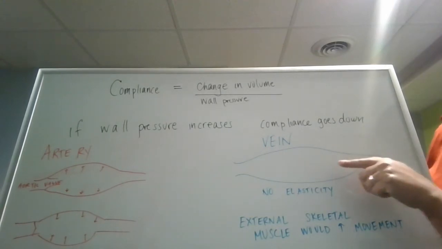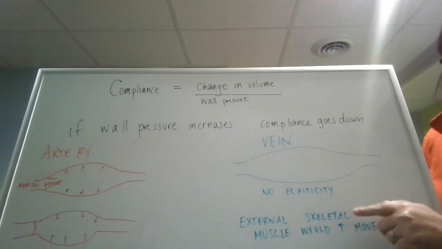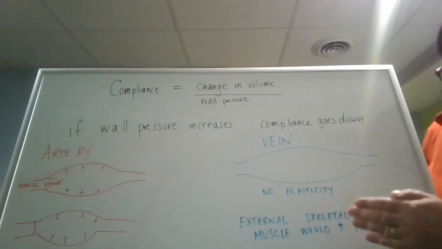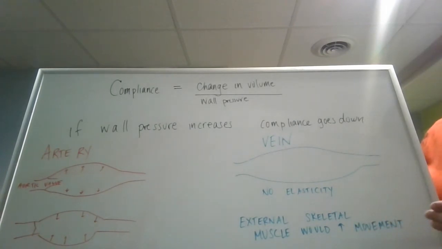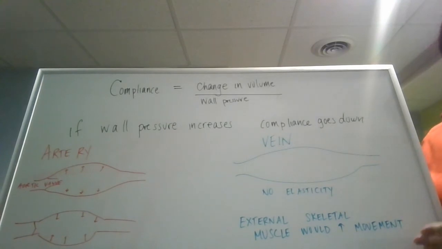So if a volume of blood is in the vein, there's no elasticity. It's there unless external skeletal muscle increases contraction in order to milk the vein and bring fluid forward. So external skeletal muscle would increase the amount of volume that's pushed forward towards the heart, and that is dependent on movement, which makes complete sense because the more that we move, the more blood we'll need in order to support and oxygenate our muscles.